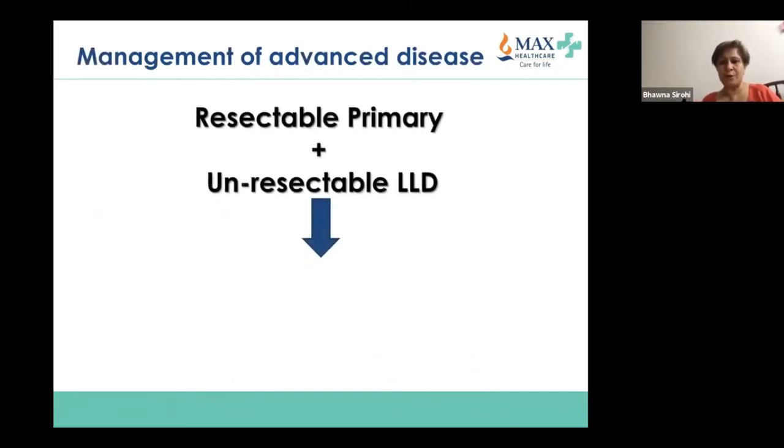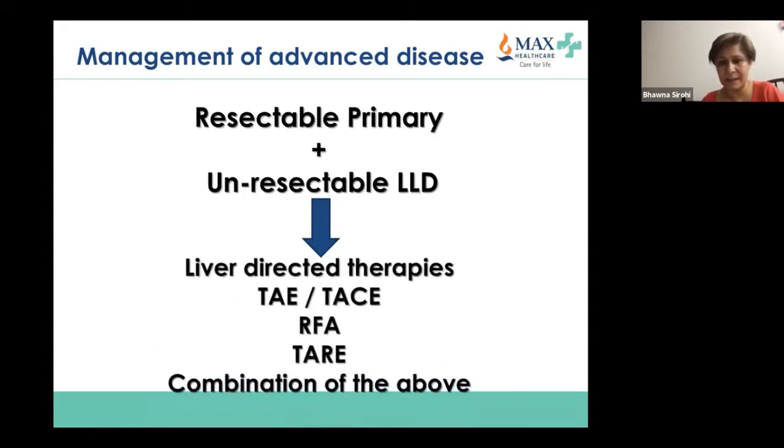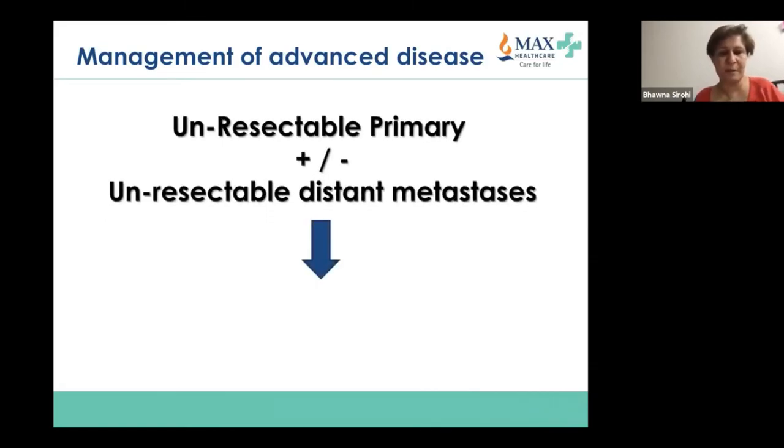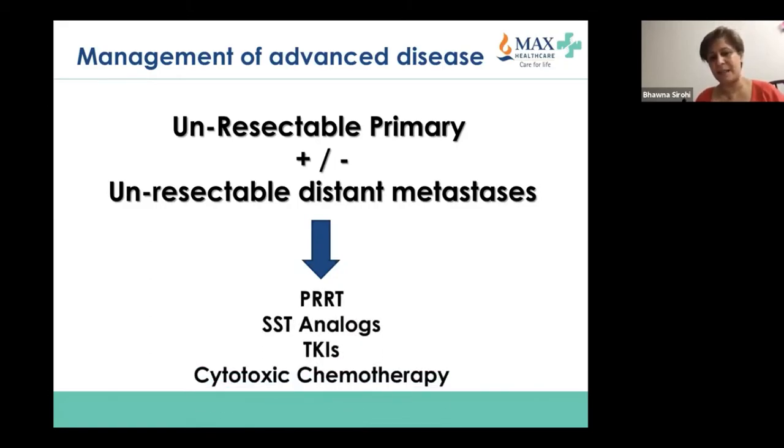So your thinking should be when a patient comes to you, does the patient have a resectable primary? And does he have only liver-limited disease? If it's unresectable liver-limited disease, then you have liver-directed treatments, which we will talk about. We'll also talk about PRRT as downstaging prior to making unresectable disease resectable. So there's a lot of advancements that have happened, which hopefully helps us look after our patients better. You may have an unresectable primary and unresectable distant metastasis, and then you have all of these options.